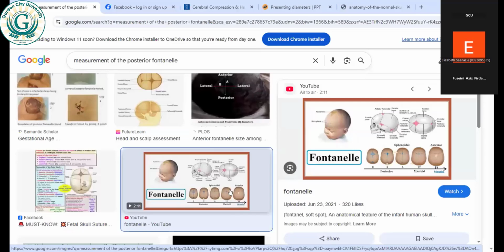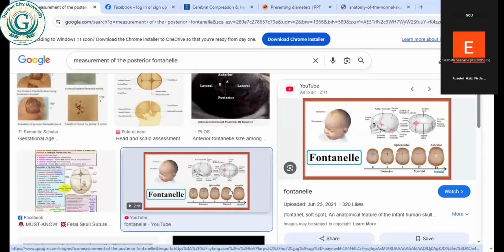Then we have sutures and fontanelles. It was explained that the sutures are the cranial joints formed where two bones meet. So where two bones meet is a suture, and where three or four will meet is a fontanelle. Three is a fontanelle and two is a suture. Okay.